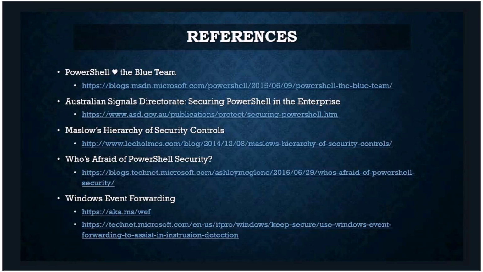So here's a bunch of references I would really recommend looking into. PowerShell Hearts the Blue Team is really the main place that goes into a lot of technical detail on these prevention and detection mechanisms. And there's a bunch of great resources out there.